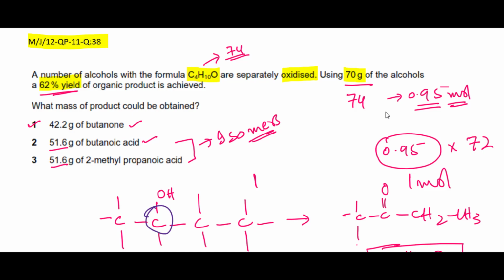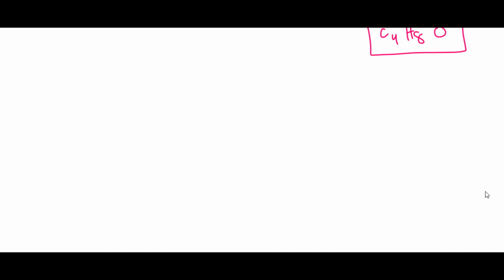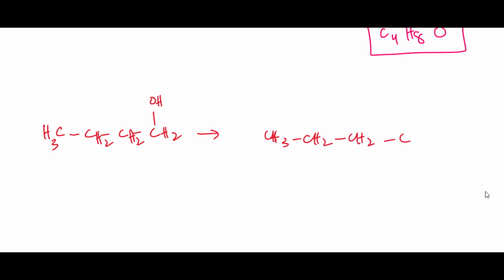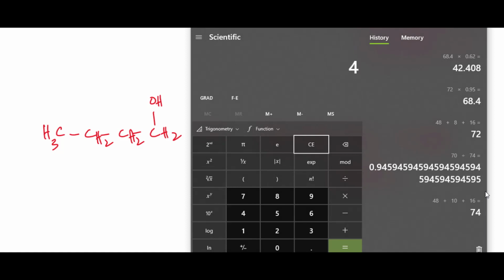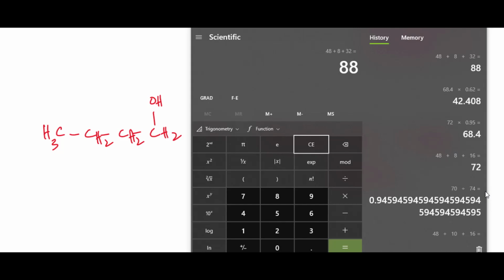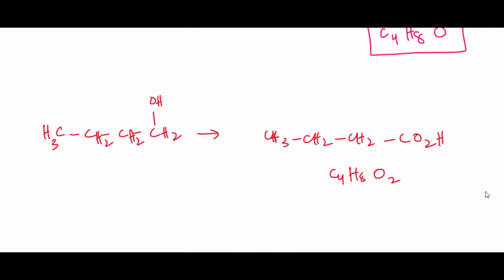So can we get butanoic acid from C4H10O? Yes, definitely we can. The alcohol was C4H10O, and if we have a primary alcohol like this, OH with the rest of the carbons as CH2, CH2, CH2. This primary alcohol will be oxidized into a carboxylic acid. We get butanoic acid, CH3CH2CH2CO2H. So what is the molecular formula? C4H8O2. So what will its MR be? 48 plus 8 plus 32, for 2 oxygens. So 88 is the MR.